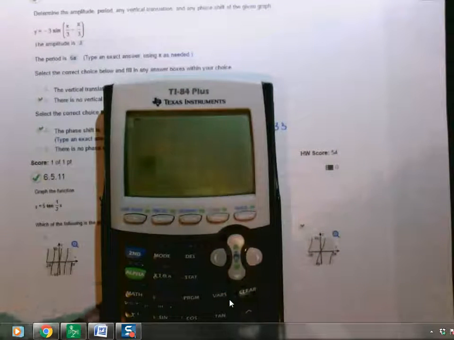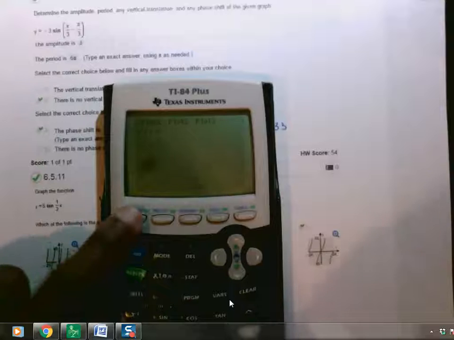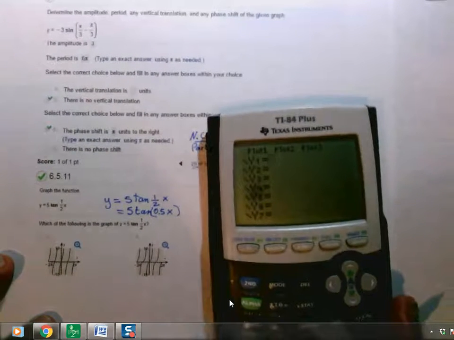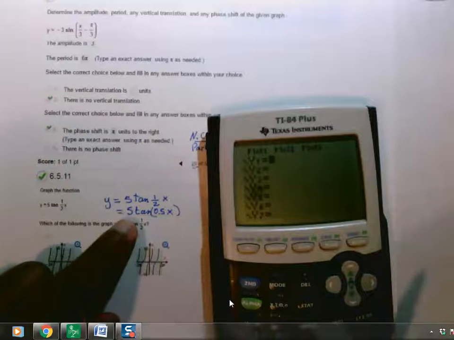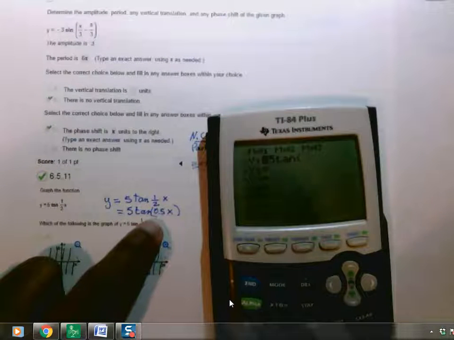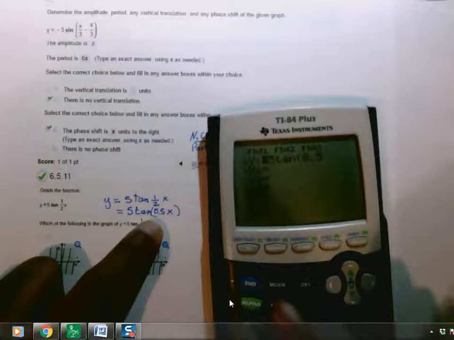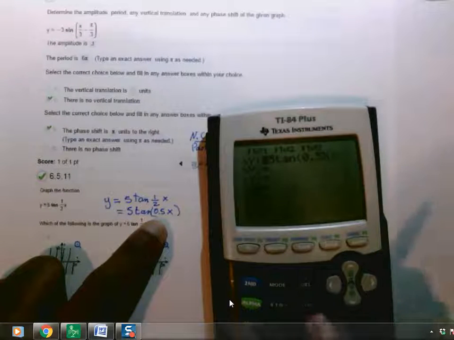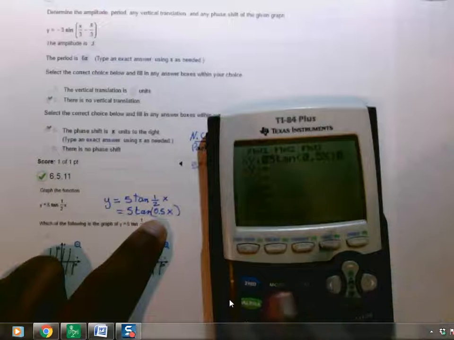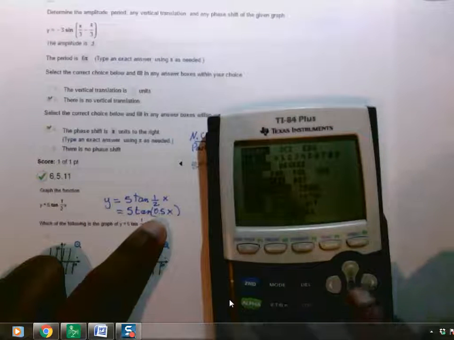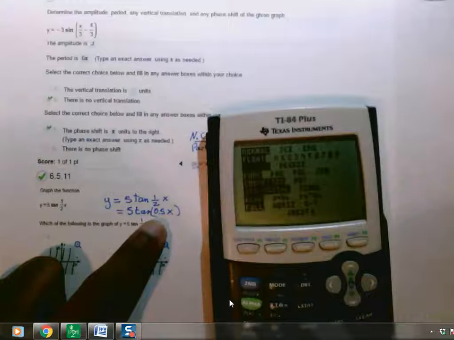turn on your calculator, you type in y equals, and you copy whatever is in here. So 5 tangent of 0.5x, and then close the parentheses. Now before you even enter everything, you have to make sure of the mode. So you click mode, and you have to make sure that it's in radian. As you can see here, it's in radian.